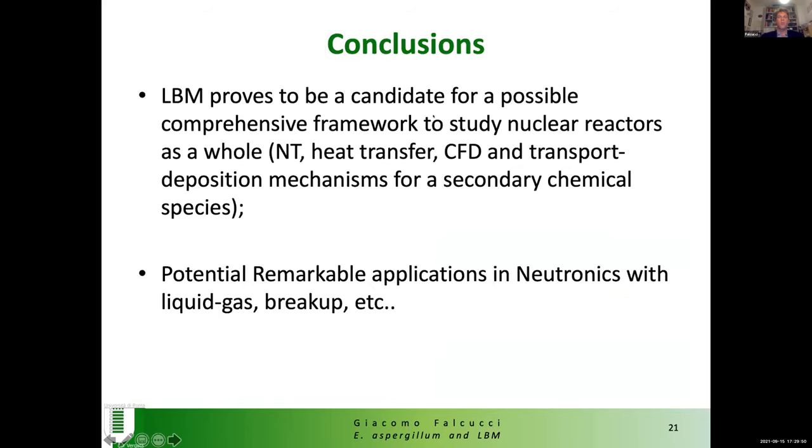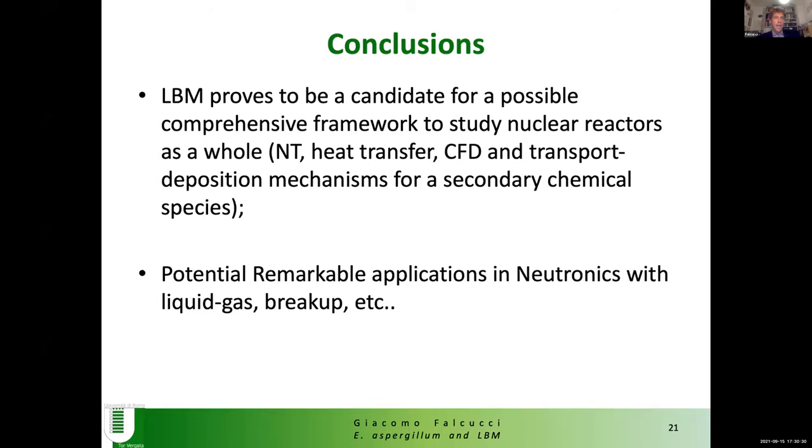Okay, so in conclusion, LBM has been widely used in these last 25 years and proves to be a very good candidate for a possible comprehensive framework. There are no comprehensive frameworks in nuclear fusion and fission treatment. So there is no one software package that deals with neutron transport, heat transfer, CFD, transport and deposition mechanisms for secondary chemical species, and so on and so forth. So Lattice-Boltzmann proves a very interesting and powerful candidate for this.